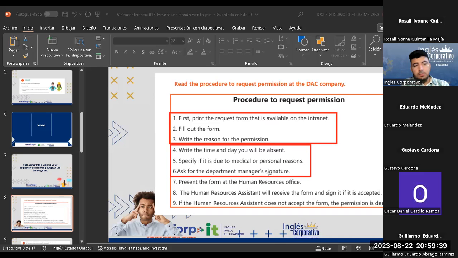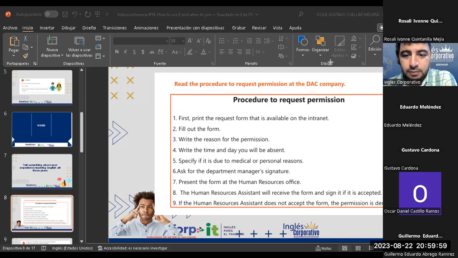Present the form at the human resource office. The human resource assistant will receive the form and sign it if it is accepted. And if the human resources assistant does not accept the form, the permission is denied. Okay, thank you. I'm going to select some of these words that I consider so important. We have permission.